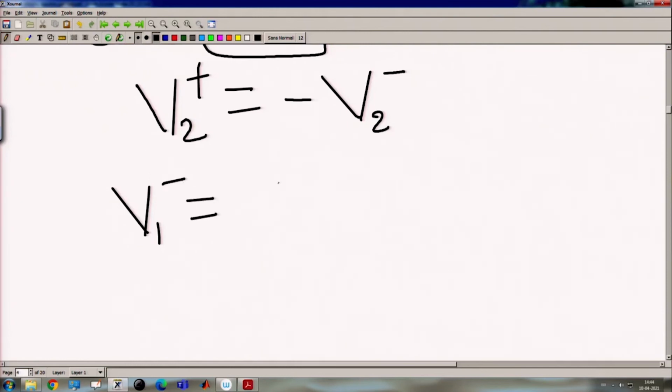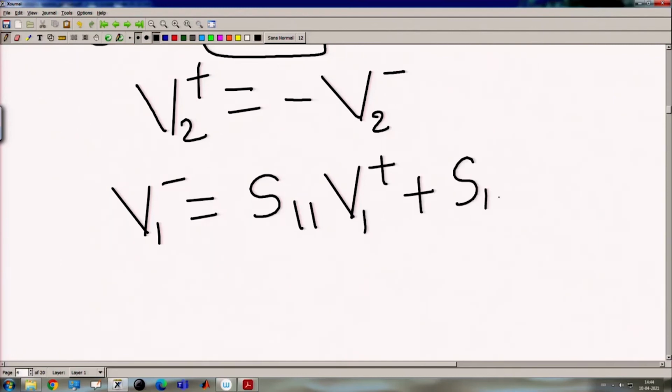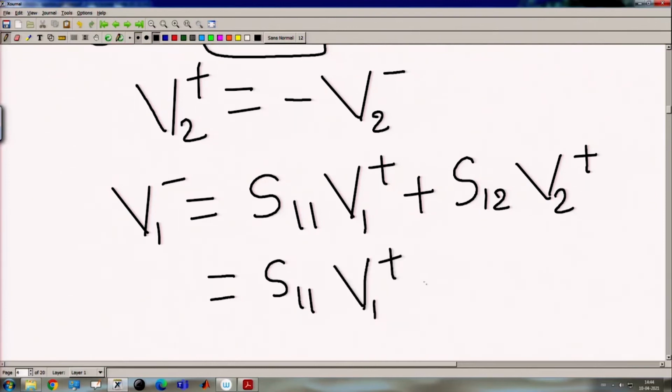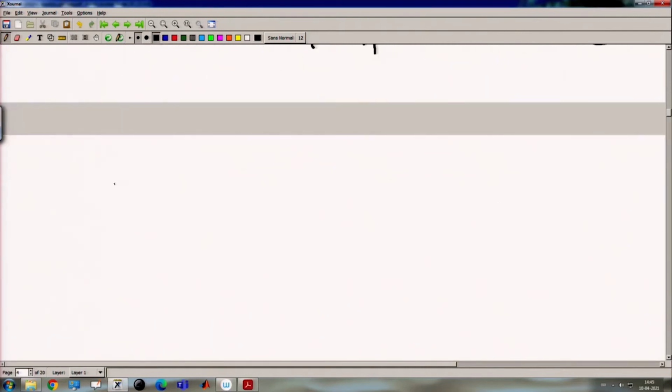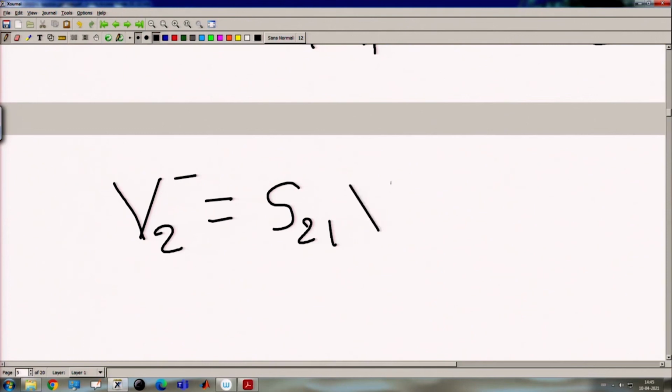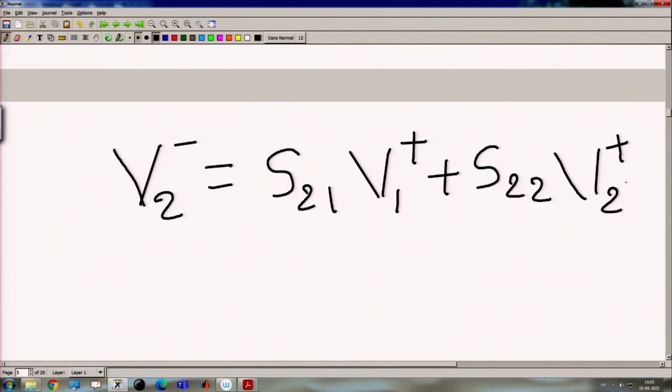From the definition we can write V1 minus equal to S11 V1 plus plus S12 into V2 plus. Because V2 plus equal to minus V2 minus, we can again write V1 minus equal to S11 V1 plus minus S12 V2 minus. After this, for the second equation we can write V2 minus equal to S21 V1 plus plus S22 V2 plus.